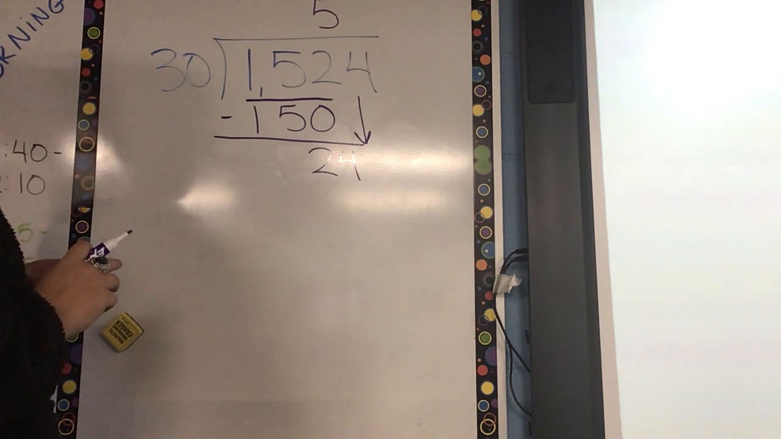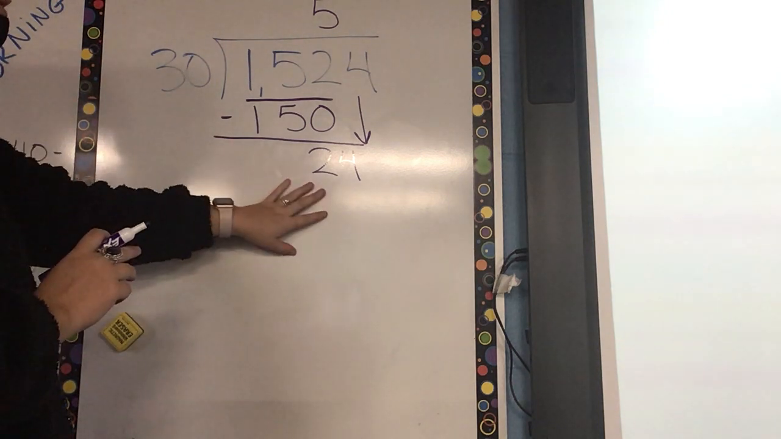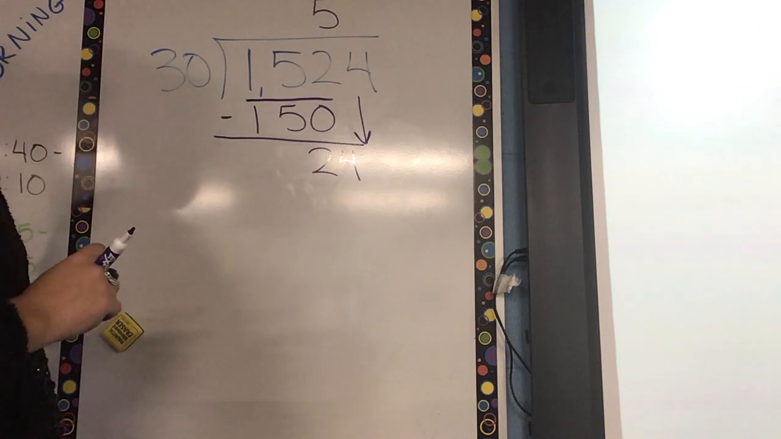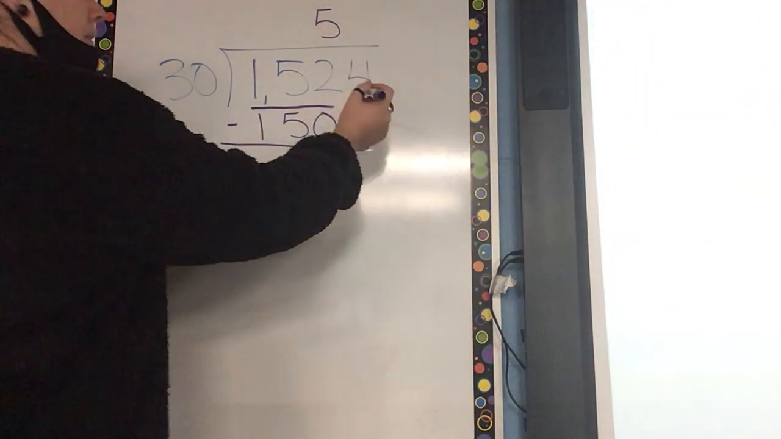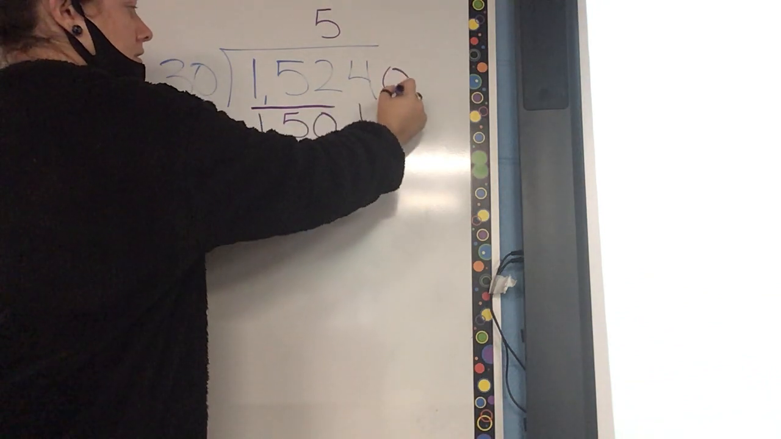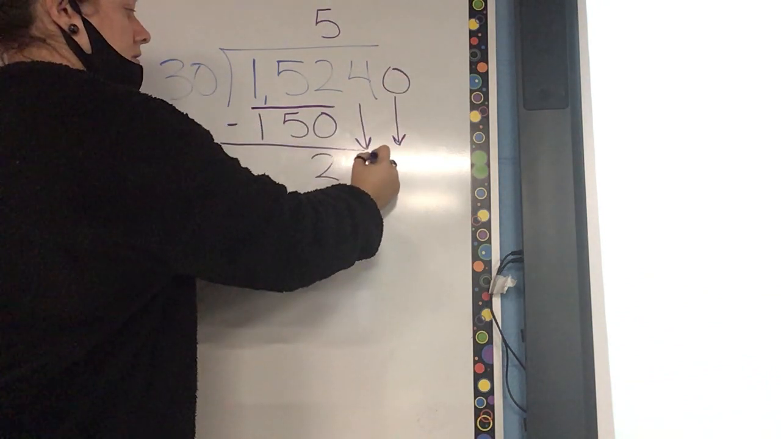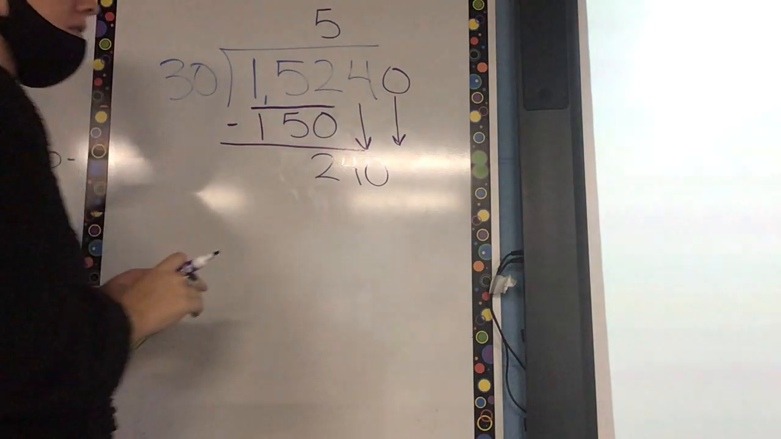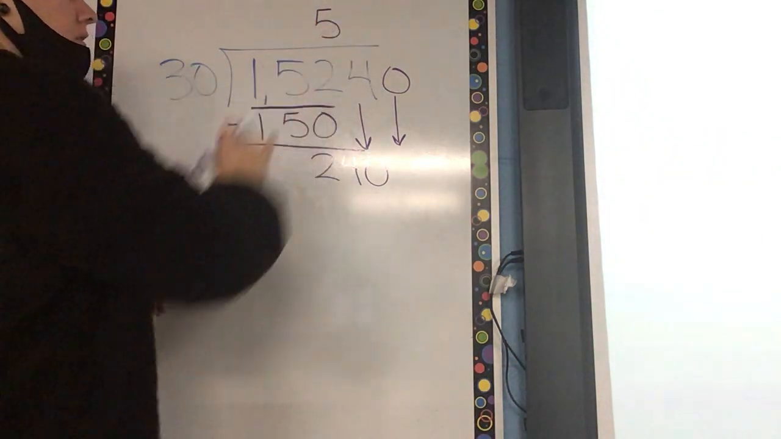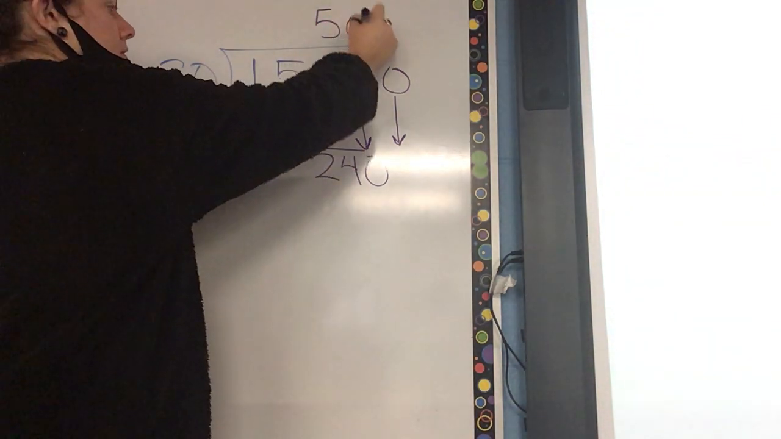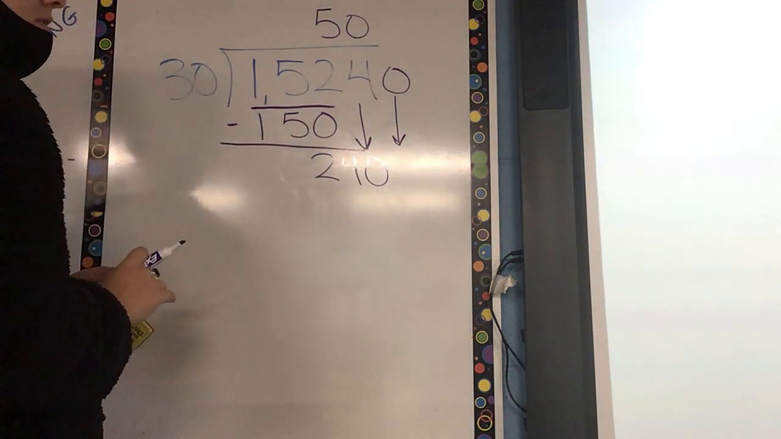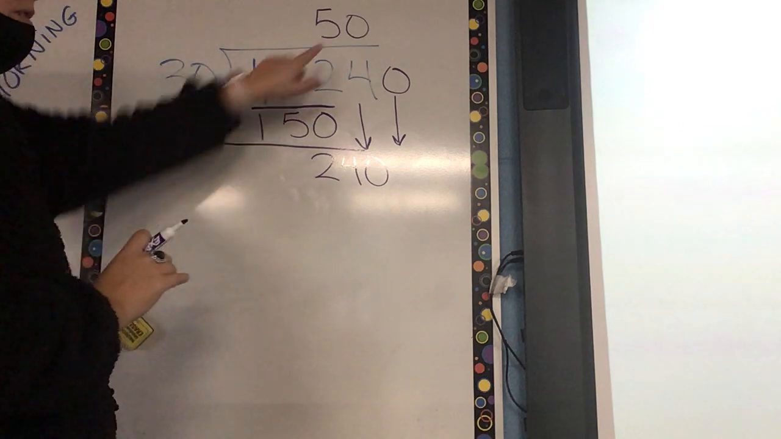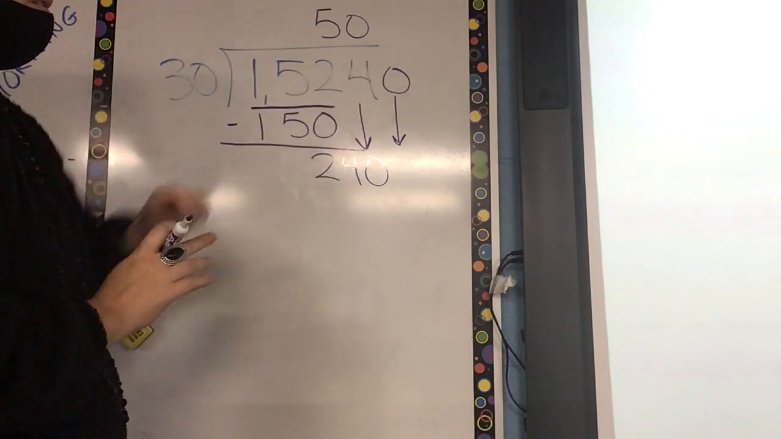What do I do now? Can 30 go into 24? No, so what do I do now? Add a 0 where? By the 4. And so I can bring that down? Yes. And then what? So that means what has to go here? 0. What is 240 divided by 30? 8. Is this right?